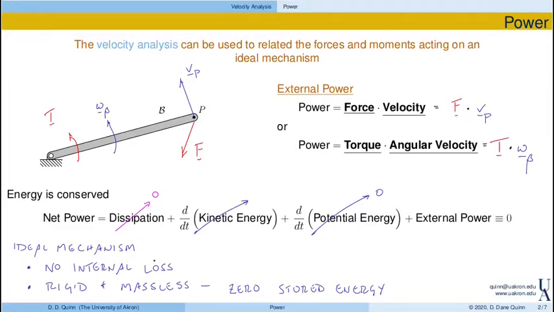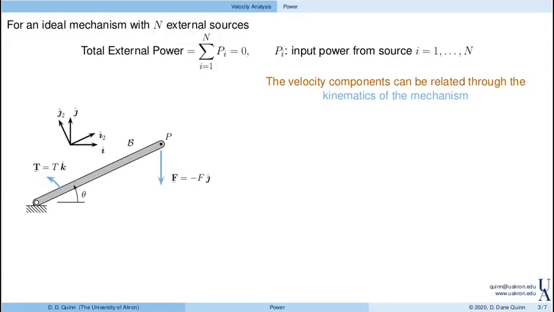massless and rigid. Now, if we throw away the dissipation and our change in kinetic energy goes to zero, and there's no change in potential energy, then the only thing left is that the external power has to vanish. So for this ideal mechanism with, say, n external sources, so n is some number, typically, in our case, it'll be 2. Then the total external power, which is the sum of the input power from all of the individual sources, has to be equal to 0.